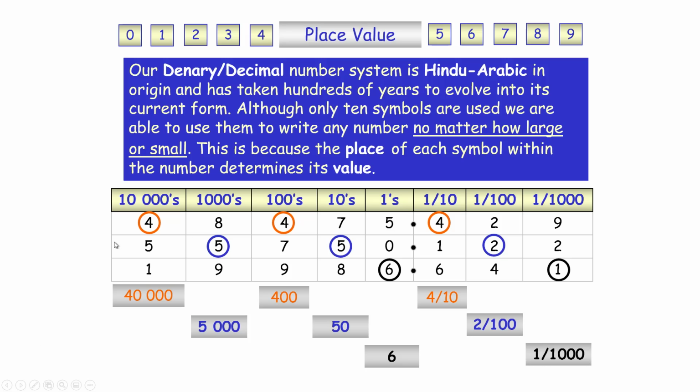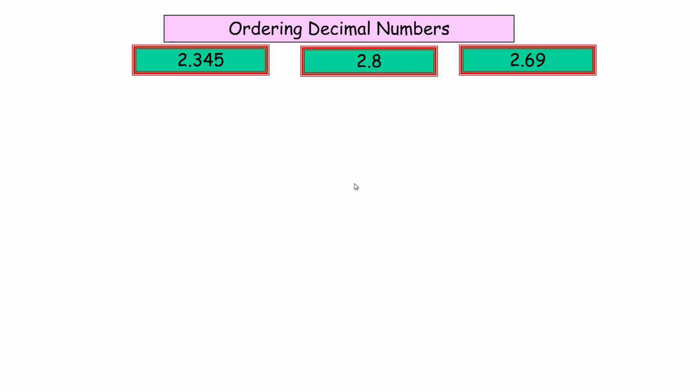Okay. So let's have a look at ordering some numbers then. Right, so we're going to look at ordering these decimal numbers. Now it's a recap, and I'm sure you could do these. Okay, which is biggest, which is smallest. Let's actually look at the value of these numbers in a grid.